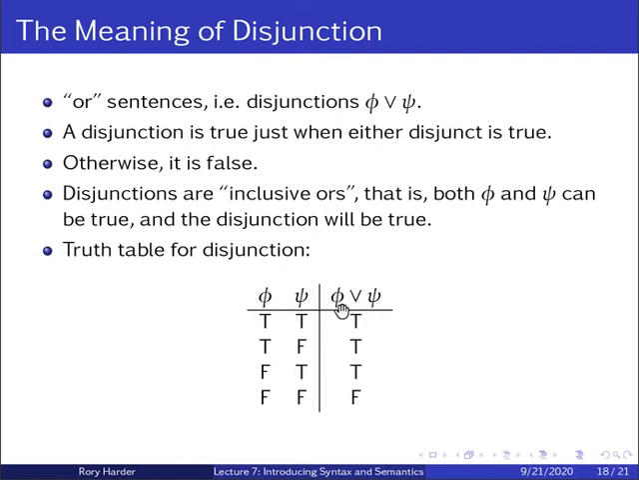And as we said, the disjunction phi or psi is true in every case in which at least one of these two things is true. So when they're both true, it's true. When phi is true, the overall sentence phi or psi is true. When psi is true, the overall sentence phi or psi is true. But in the case where both phi and psi are false, the disjunction is false. But in all other cases, the disjunction is true. And to say that disjunction is inclusive is to say that in the case where both phi and psi are true, the disjunction as a whole is true as well.